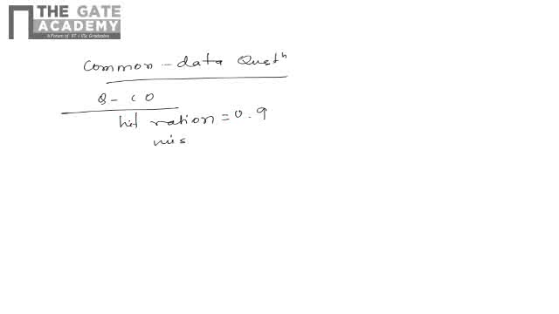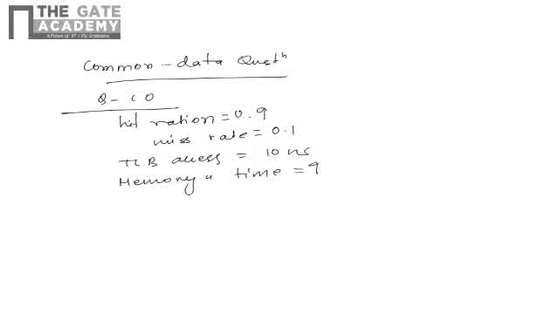So what will be the miss rate? Miss rate will be 0.1. Okay, and the TLB access time they have given as 10 nanoseconds and memory access time is 90 nanoseconds. Okay, and the first part they have asked is the required effective memory access time.